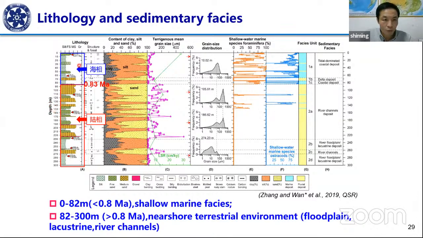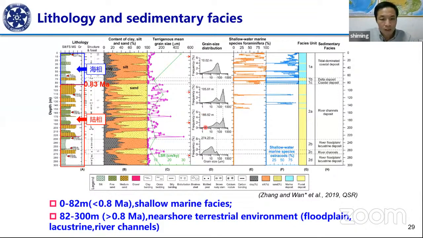For the upper unit 1, the upper 82 meters, it is characterized by shallow marine facies. We can see abundant marine species, foraminifera, and also ostracods. And the lower part, unit 2, from 82 to 300 meters, which is older than 0.8 million years, is characterized by a nearshore terrestrial environment, including floodplain and river channels. So this is very interesting.